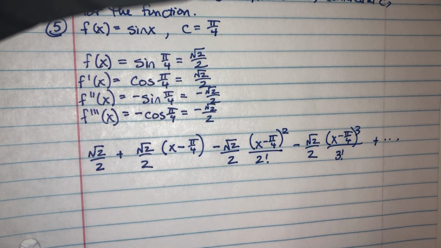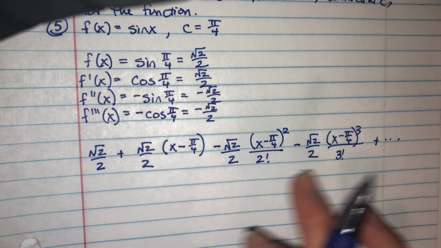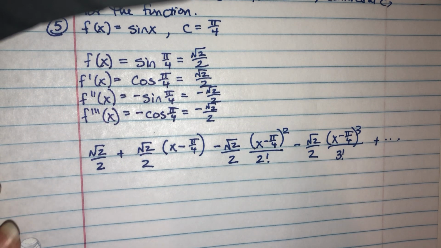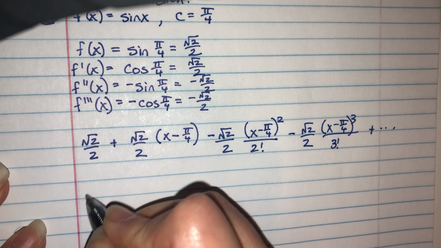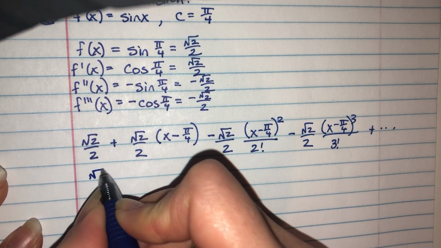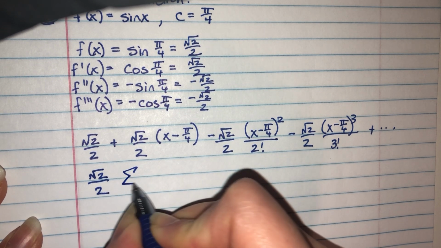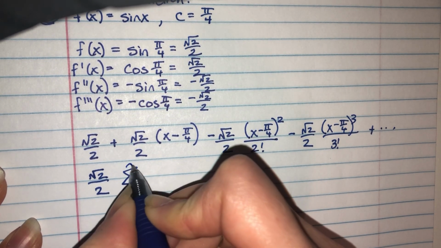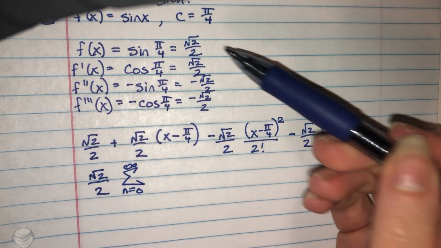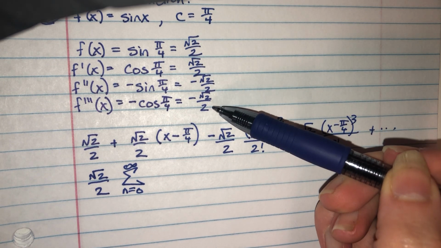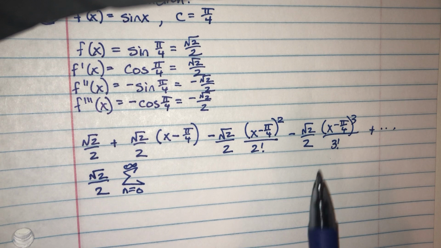Now, we're also going to need a general term in sigma notation, okay? Notice every single term has a square root of 2 over 2 as a scalar multiple. We have a rule in series that we can pull a scalar multiple out in front of the sigma. So I'm going to say square root of 2 over 2 goes in front of my sigma from n equals 0 to infinity. Now, the alternating pattern for this series is really strange. It's positive, positive, negative, negative. Positive, positive, negative, negative.